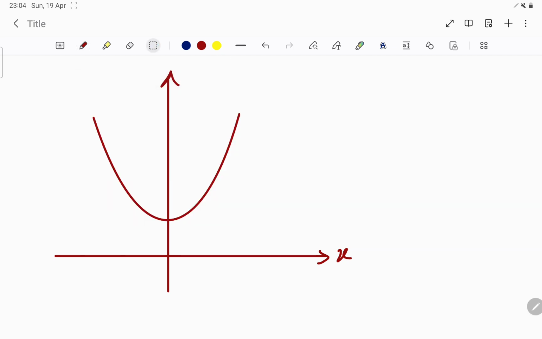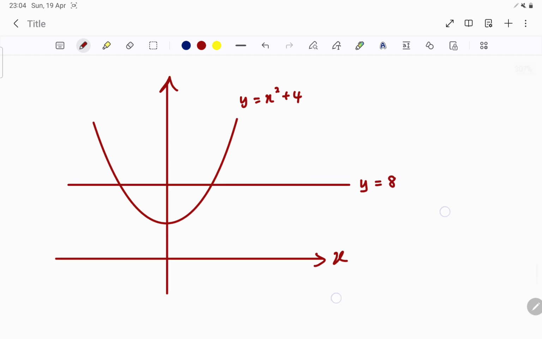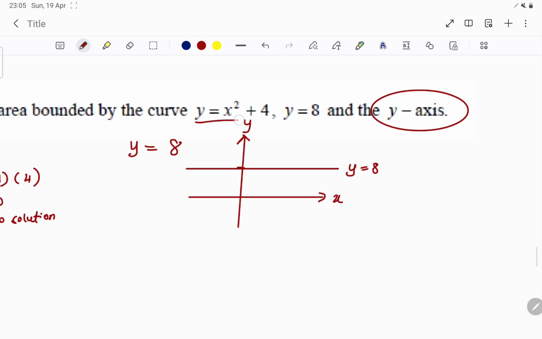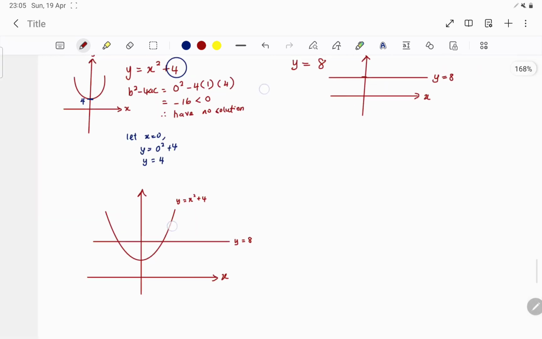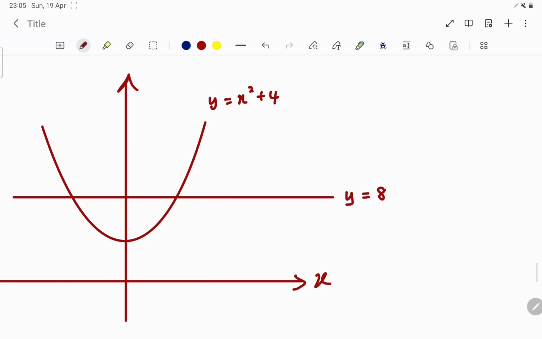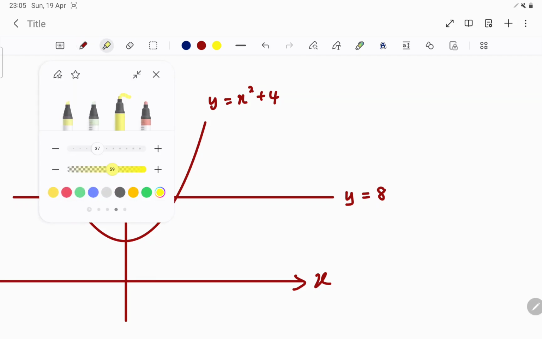Okay, this is our y equals x squared plus 4, and then we have y equals 8. This is our y equals 8. The question wants the total area bounded by x squared plus 4, y equals 8, and the y-axis. Without the condition bounded by the y-axis, your shaded area would be this one.